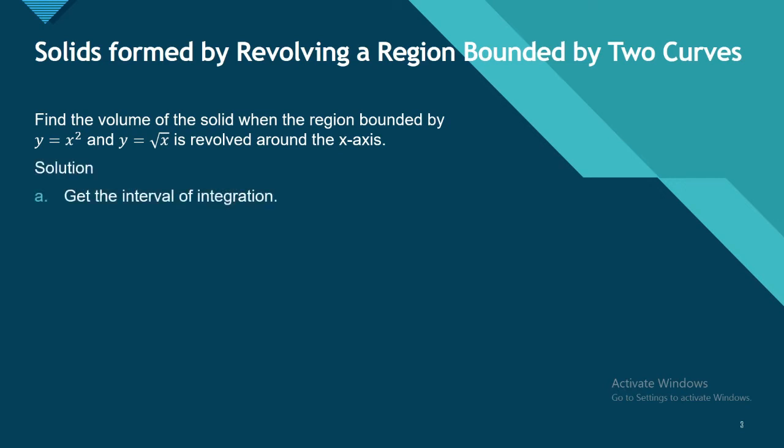Well, what is the interval of this integration? We must look for their points of intersection. Where will x squared intersect the square root of x? The solution to this equation is x is equal to 0 or x is equal to 1. And so that is the boundary of our integration, or the interval of our integration. It's from 0 to 1.